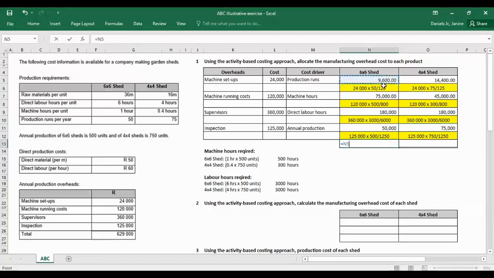And then we total the costs. Once you have totaled the cost, please just add the two together. So if you add these two together, then you must get 629,000 because that is the total overheads that we've allocated. Right? The total overheads is 629,000 Rand. That is what we shared between the two sheds. So therefore, if you add those two amounts, then you must get 629,000 Rand.